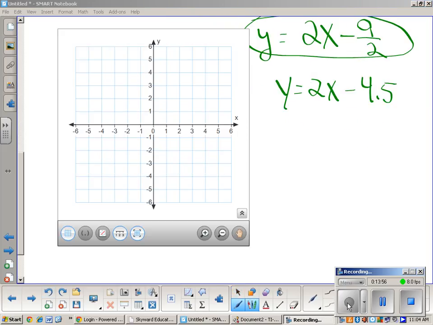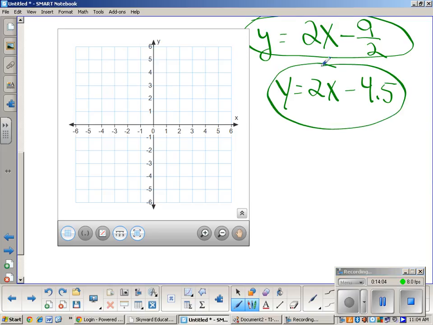Okay, looking at this, let's graph these. These are identical. These are identical slope-intercept forms. So let's graph that. Where's my y-intercept? Negative 4.5. So I'm going to put a dot at negative 4.5 where it crosses the y line. So negative 4.5.